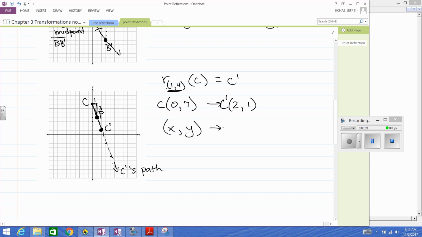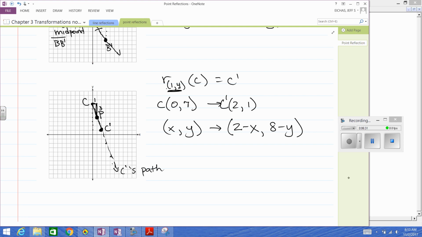Okay? And it's based on the midpoint formula. So here's what's going to happen. You're going to double this and subtract from x, for the x value. And then you're going to double this and subtract y. That's always what happens in a point reflection. Okay? Now here's the reason.